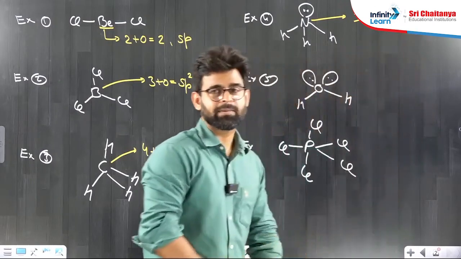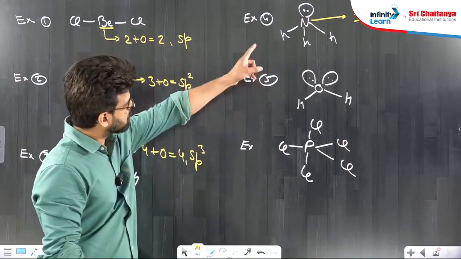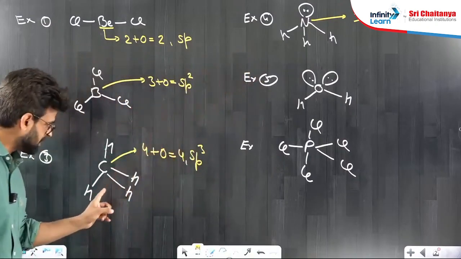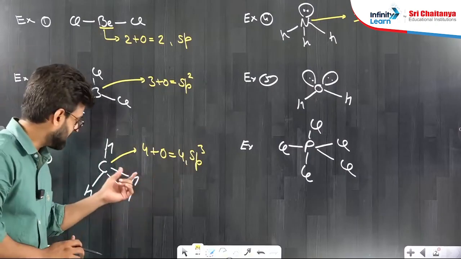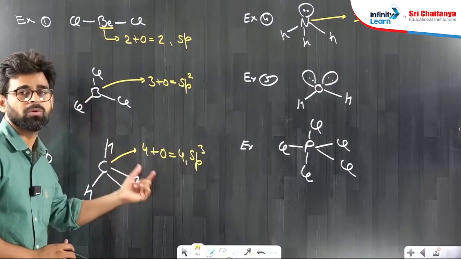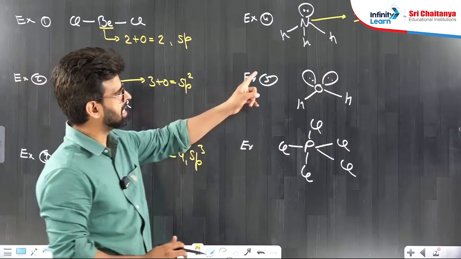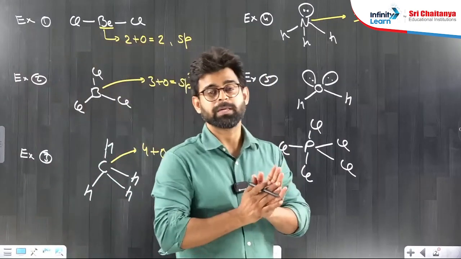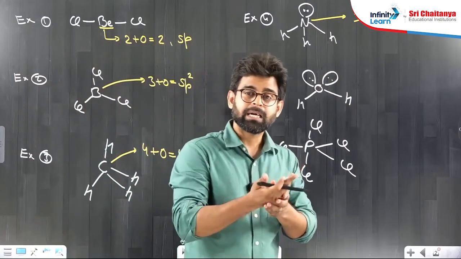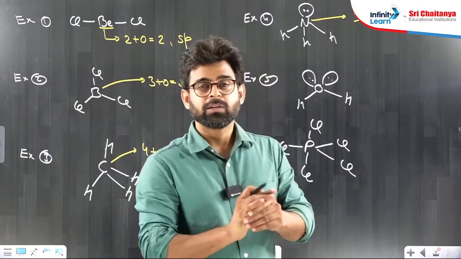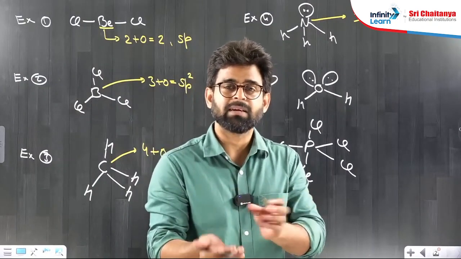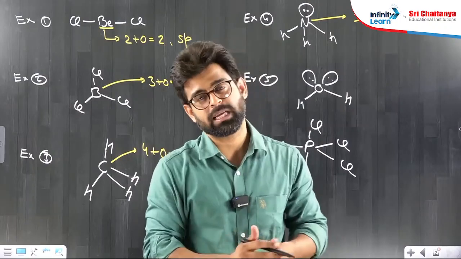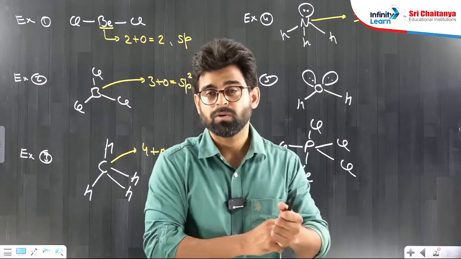sp3 hybridized. Nitrogen there and carbon here both are sp3 hybridized. But here it is having all 4 bonds, no lone pair. But in that case, 3 sigma bonds and 1 lone pair. Okay? Sometimes they ask questions like: 2 atoms can have the same hybridization only when they have the same number of sigma bonds and lone pair. No.